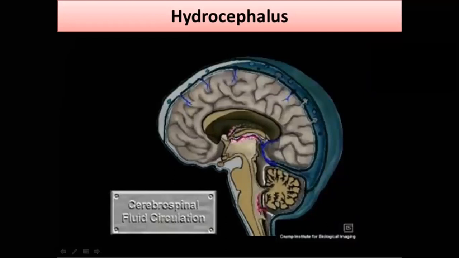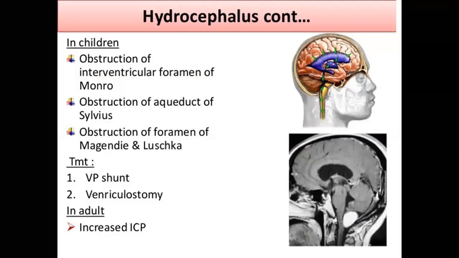Now, why do we have hydrocephalus in children? Because of obstruction in the flow. At the foramen of Monro, there can be obstruction. At the cerebral aqueduct, there can be obstruction. And at the foramen of Monro, Magendie and Luschka, there can be obstruction.